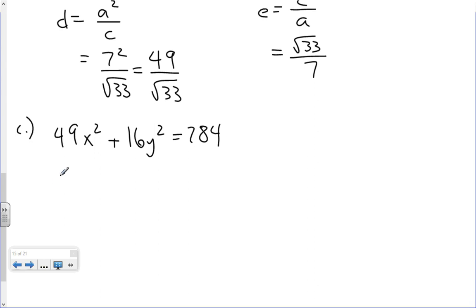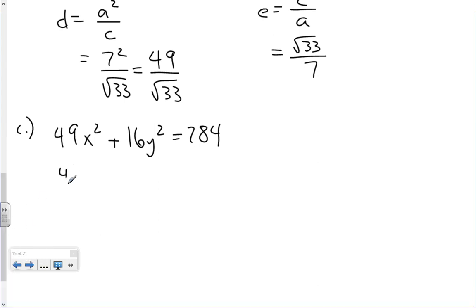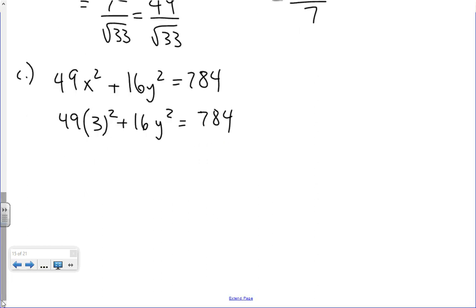So I've got 49 times 3 squared plus 16 times y squared, that's equal to 784. So I'm going to subtract the 49 times, what is that, 9? Maybe I'll write it that way for the moment, and then we'll figure out what that's equal to. So I've got 16y squared is equal to 784 minus the 49 times 3 squared. I can divide by 16 and then take the square root, and that will get me y.